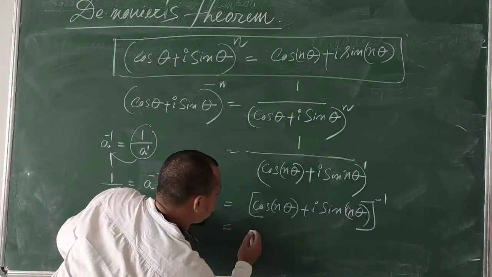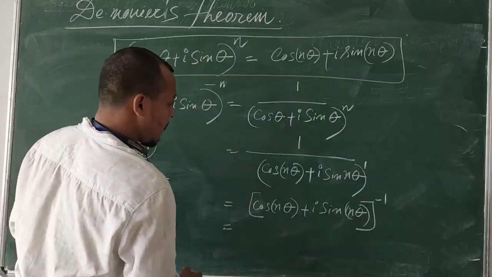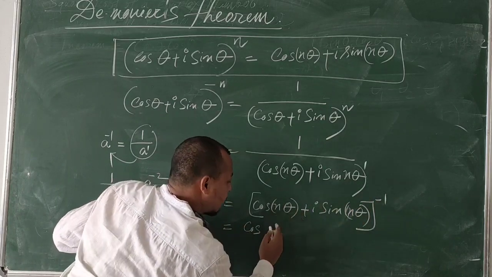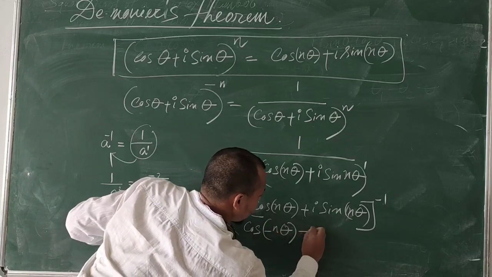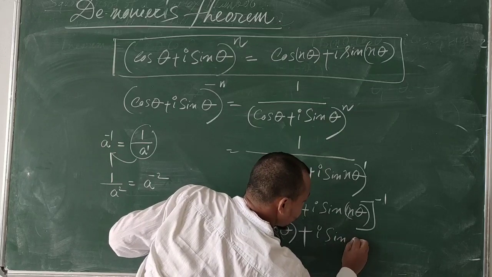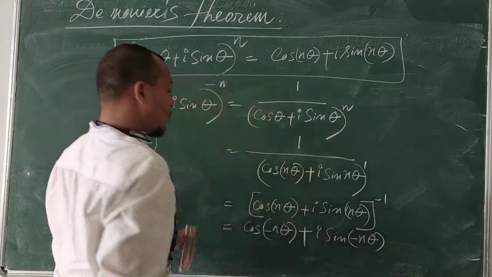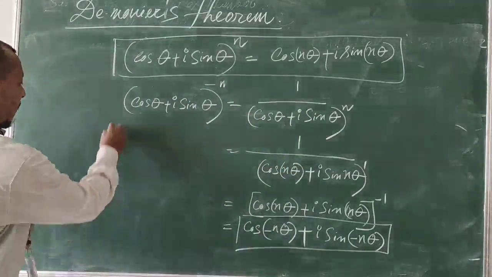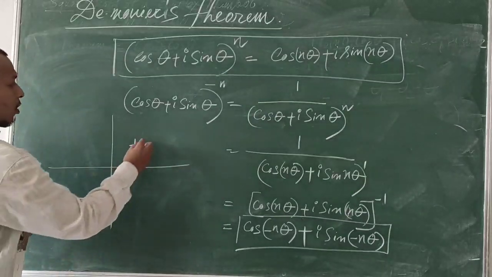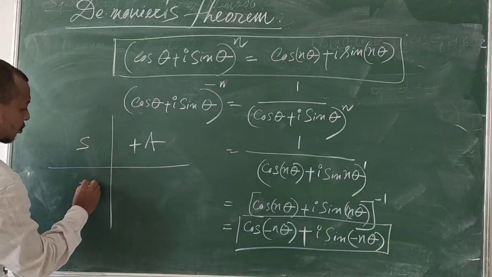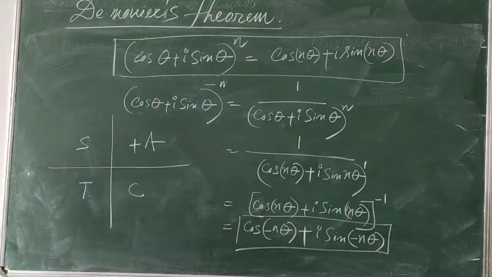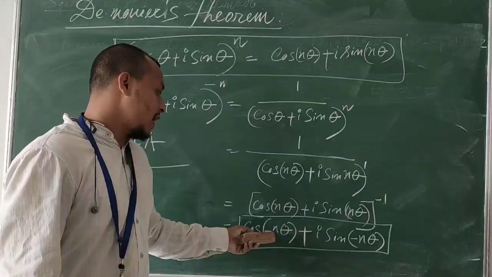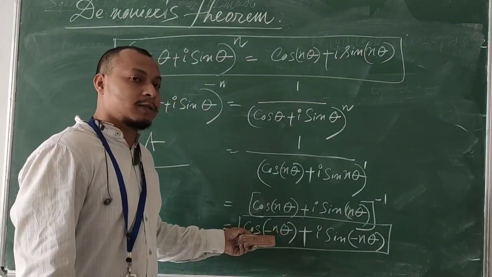So this will become cos, this thing will multiply with this angle. So cos minus n theta plus i into sin minus n theta. Okay, we have got this one. But we know that from trigonometry, from school to college, the cos of minus n theta is equal to always positive cos. So cos of minus n theta will become cos of what? n theta.